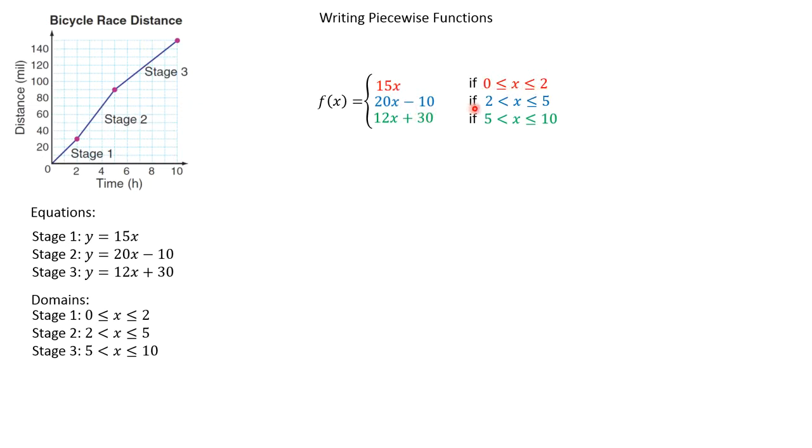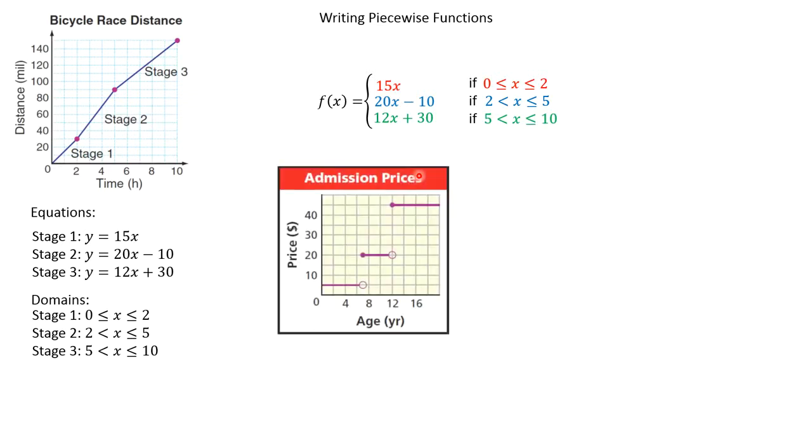20x minus 10 if 2 is less than x, which is less than or equal to 5. And 12x plus 30 if 5 is less than x is less than or equal to 10. And so that's the piecewise function. That's one function to describe this whole situation. So let's see if we can write a couple.